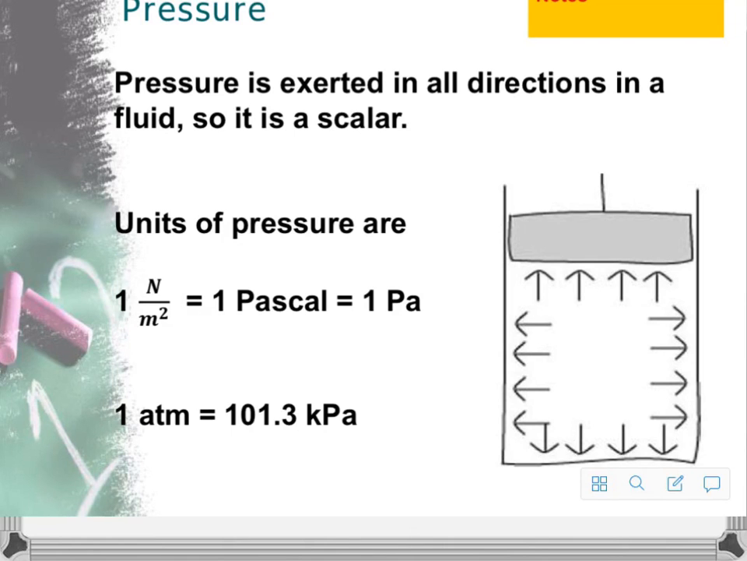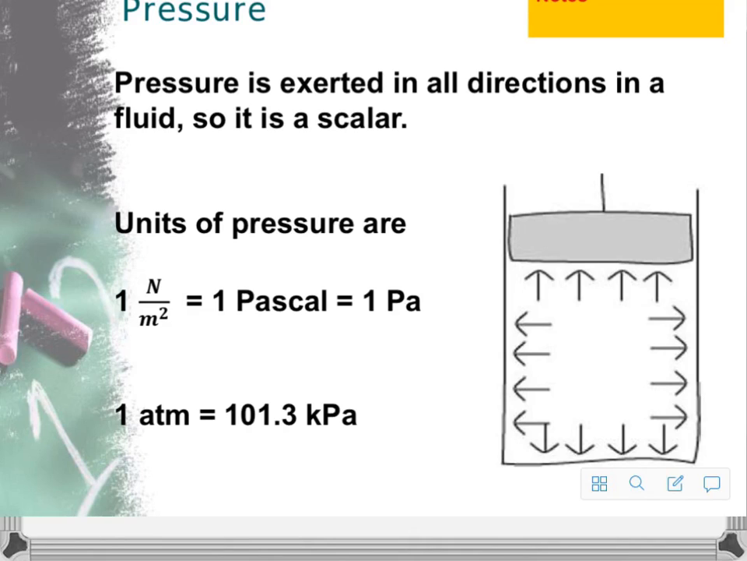Pressure is exerted in every direction in a fluid, so it is a scalar value. It's not a vector like force is. In order to get the vector of the force it exerts, you have to know how the area is orientated. So pressure is a scalar, and the units that we measure pressure in are newtons per meter squared, but we give that a special name. We call it a Pascal. It's named after Blaise Pascal, whom you're going to learn about in lesson A.2, and what he discovered about pressure.